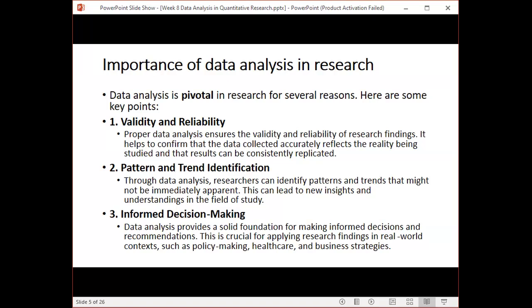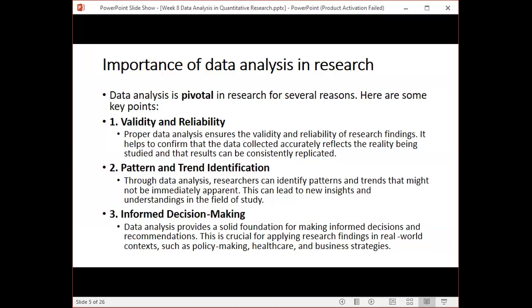Okay, what is the importance of data analysis? I mean, why do we analyze data in the first place? So one, data analysis is very important in research for several reasons. One, reliability. If you do a proper data analysis, right, it ensures that the data becomes valid and reliable for the research findings. So somebody can say that, oh, based on ABC that you did, I really trust the results you got. And so it's reliable or it's valid.